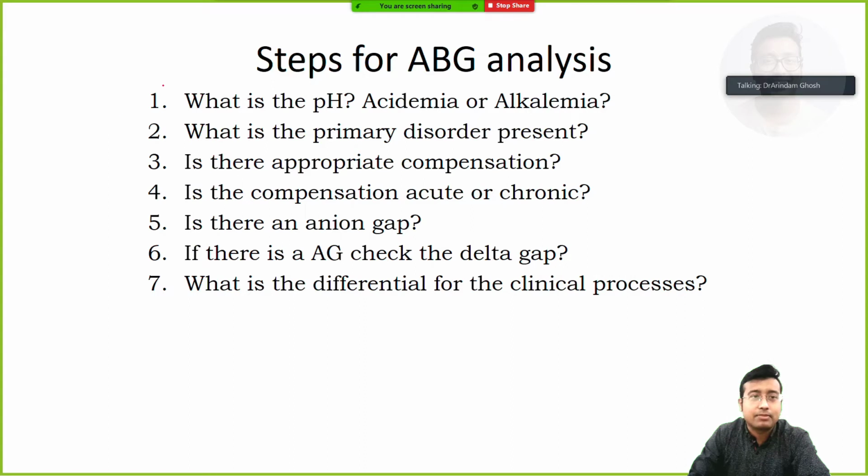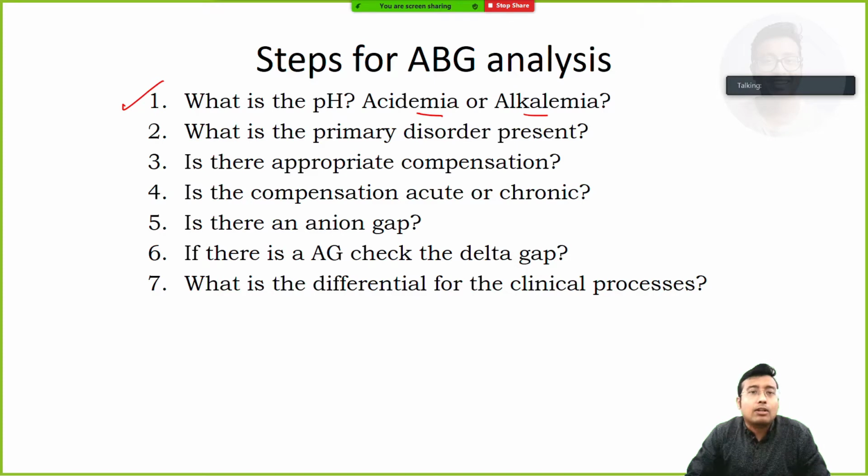Okay, let's see first. Number one, what is pH? Given a problem, you need to first analyze whether the pH is low, that is it is in acidotic range, or it is high, that is in alkaline range. So, either acidosis or alkalosis, acidemia or alkalemia. Okay, that is the first thing. So, 7.35 to 7.45 is the normal range, beyond which we will go into abnormal pH category, right?